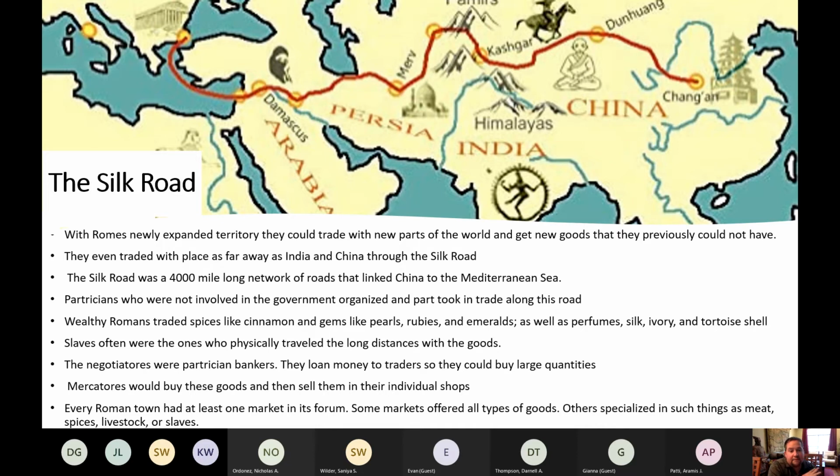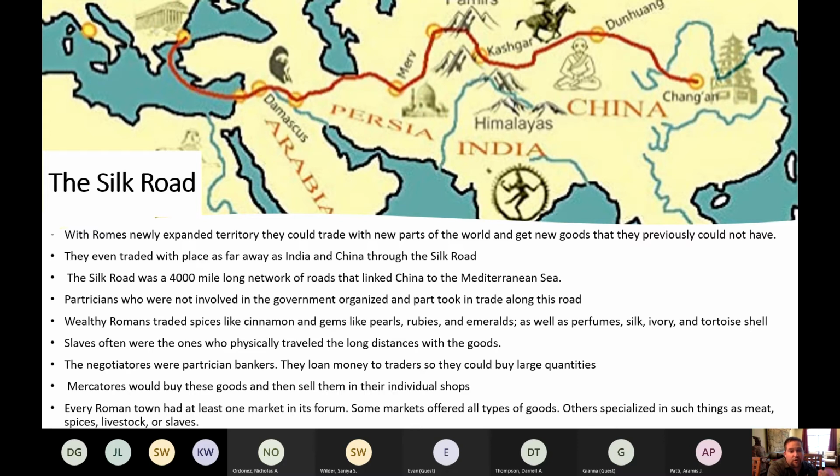Patricians who were not involved in the government organized and took part along this road. Wealthy Romans traded spices like cinnamon and gems like pearls and rubies and emeralds, as well as perfumes, silk, ivory, and tortoise shells. Slaves often were the ones who physically traveled along the large distances so that they could buy these goods or get these goods.